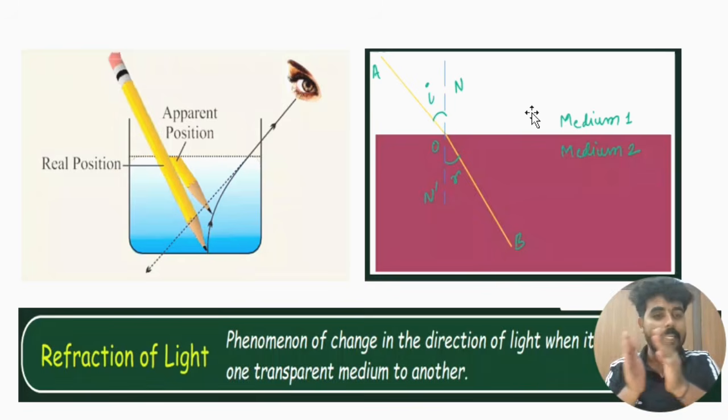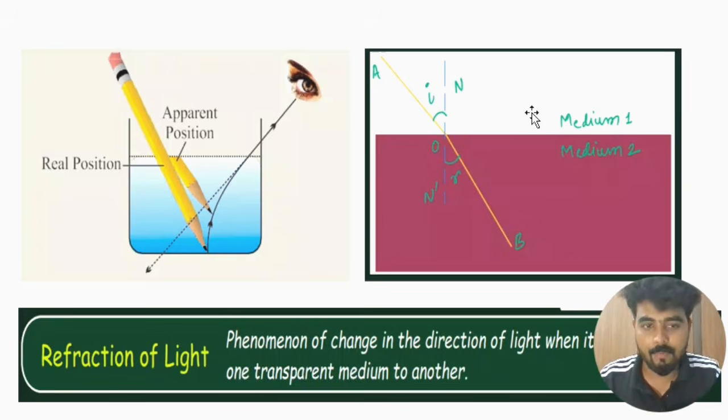So rarer to denser means it bends towards the normal. When the light travels from a rarer medium to a denser medium, it bends towards the normal. When the light travels from denser to rarer, it bends away from the normal. Okay, what are the key points? Rarer to denser means it bends towards the normal. Denser to rarer means it bends away from the normal.